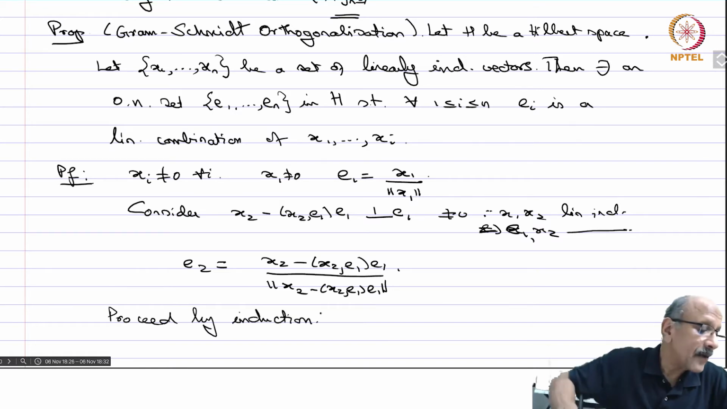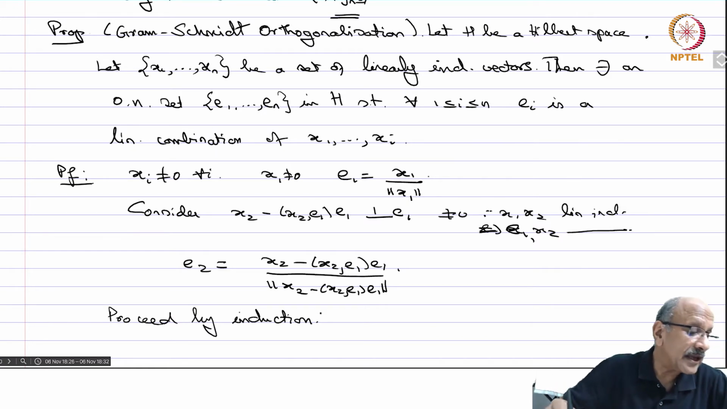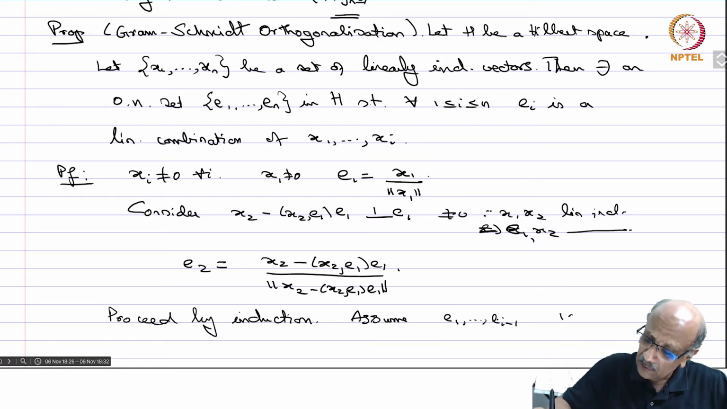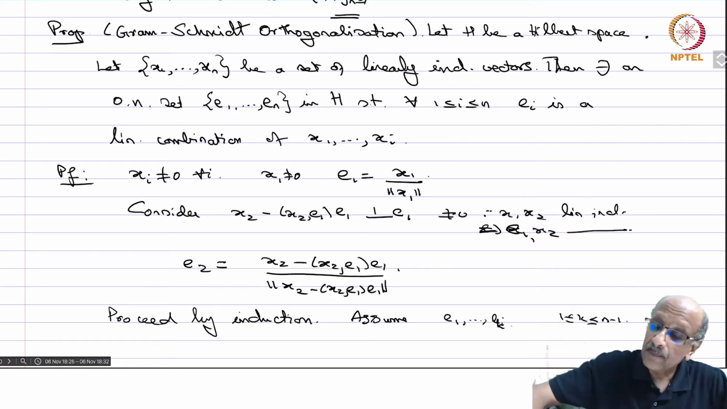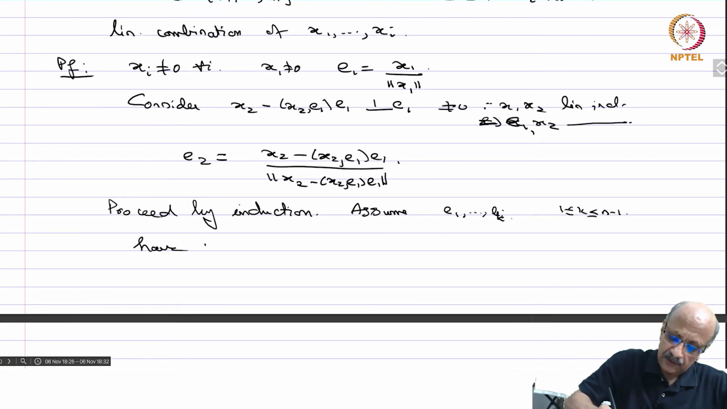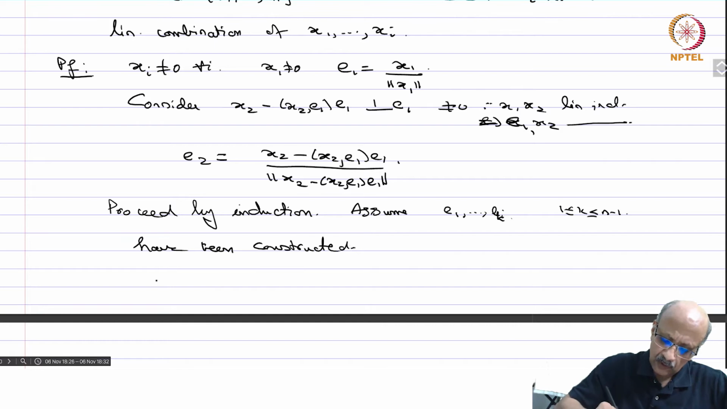So you assume we have constructed E1 to Ek, for 1 less than or equal to k less than or equal to n minus 1. So now we are going to define Ek plus 1.